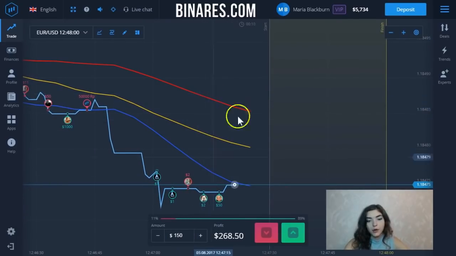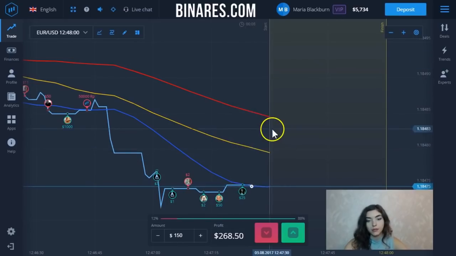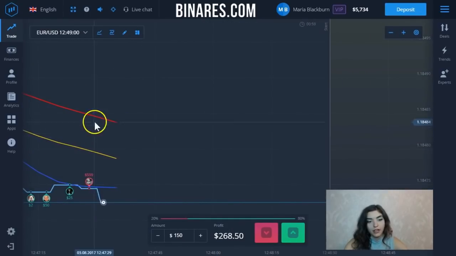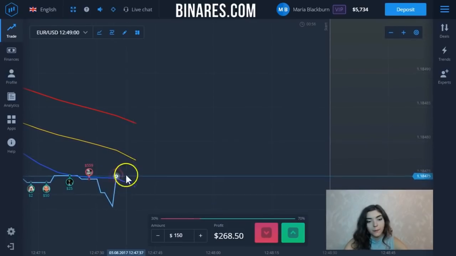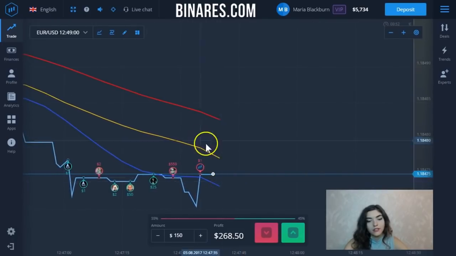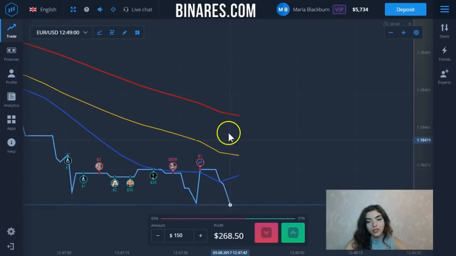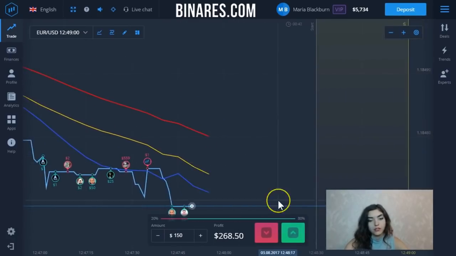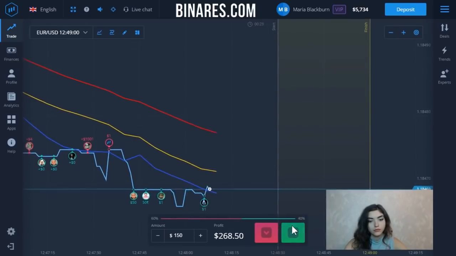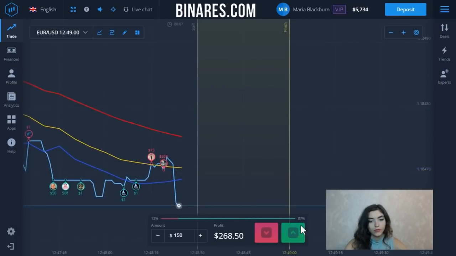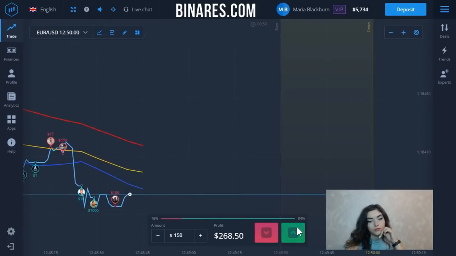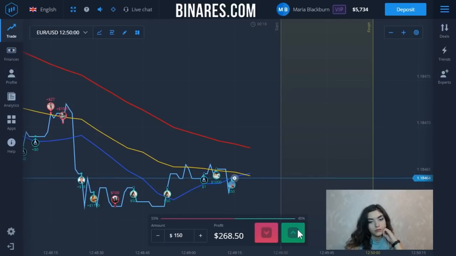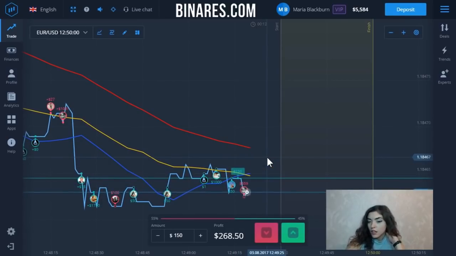So right now we see that three lines are parallel to each other. It means that the market is just a little bit sleeping, but we have to decide which option we need to buy. So I see that soon we can see that will be intersection below the red line. So I'm ready to buy call option.